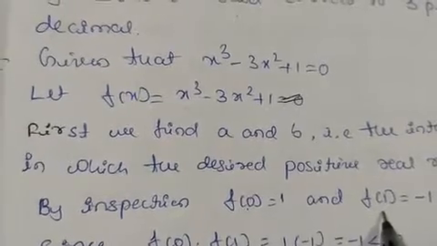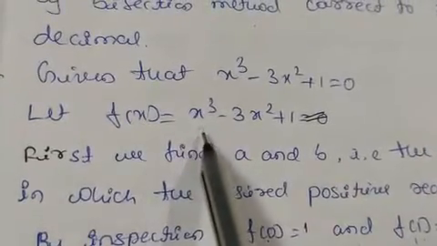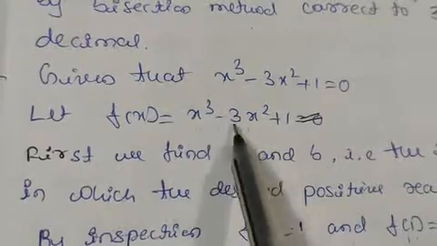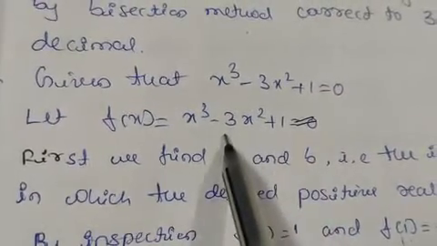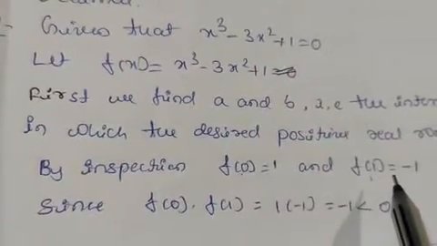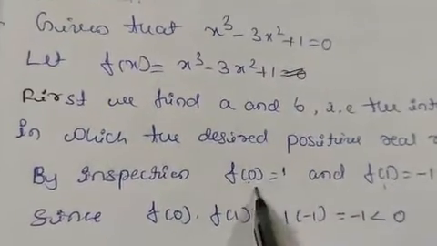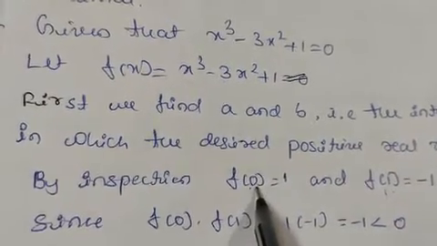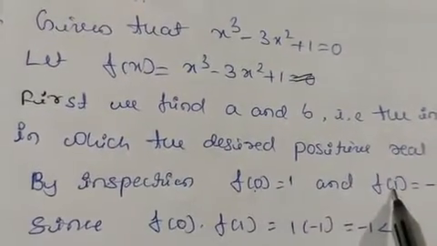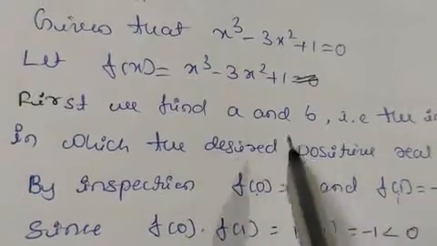And f of 1. So f of 1 means put x equals 1 here. You will get f of 1 is 1 minus 3 plus 1. So 1 plus 1 is 2. 2 minus 3 is how much here? Minus 1. So f of 0 is 1 and f of 1 is minus 1. So these are the values we have taken directly, because they have not given any a and b here.